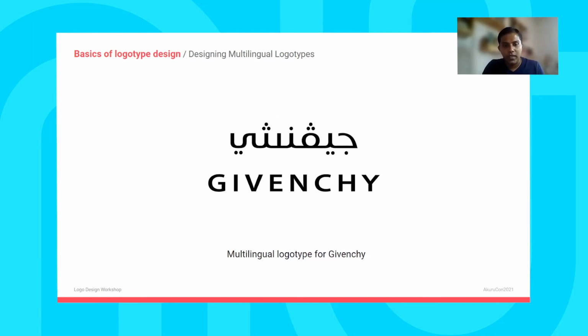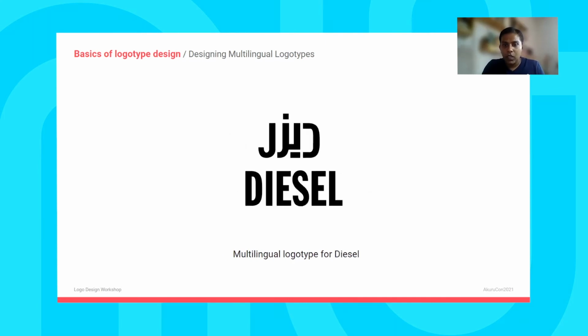The next one is another Arabic one, which is Diesel. Even here, if you see, they carry the same identical width of the letter forms, as well as the letter formations, curves and everything, but they are not the same width in terms of the whole logo type.